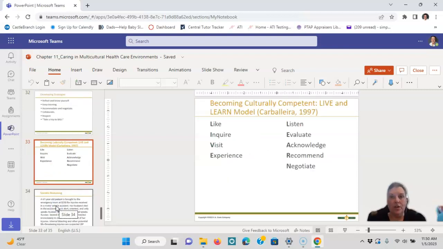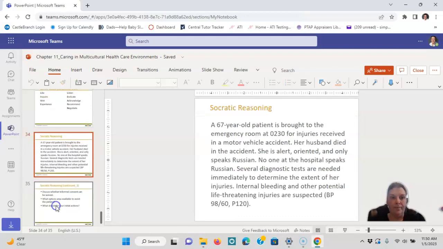So, becoming a culturally competent person, there's two mnemonics that we like to use a lot: LIVE and LEARN. LIVE is inquire, visit, experience. And LEARN is listen, evaluate, acknowledge, recommend, and negotiate. Okay. So just some Socratic reasoning.